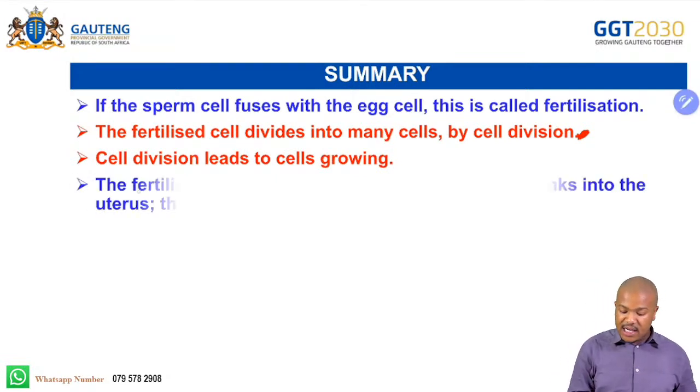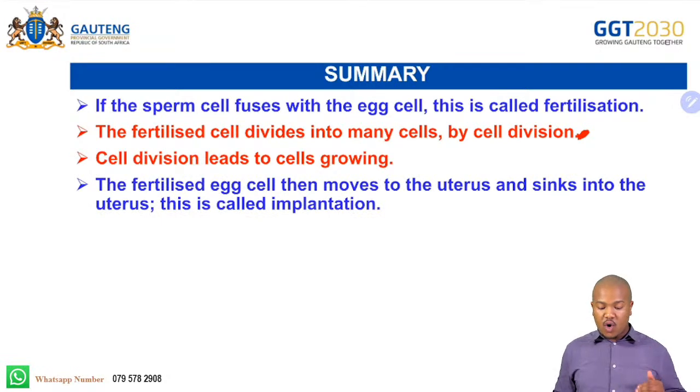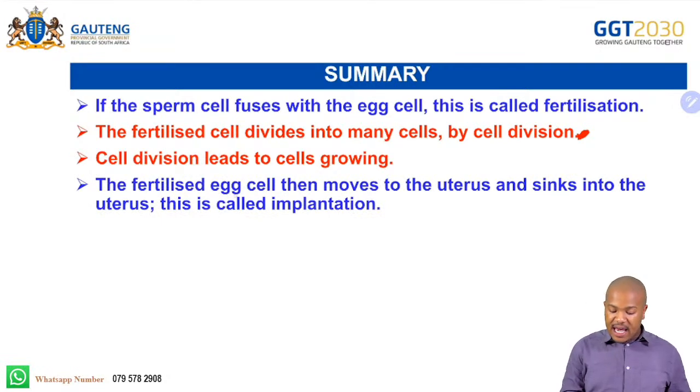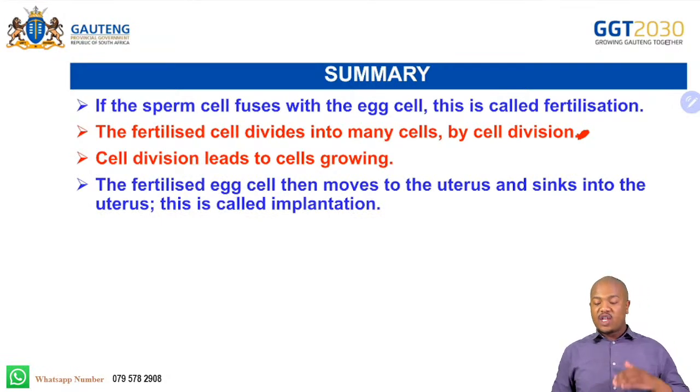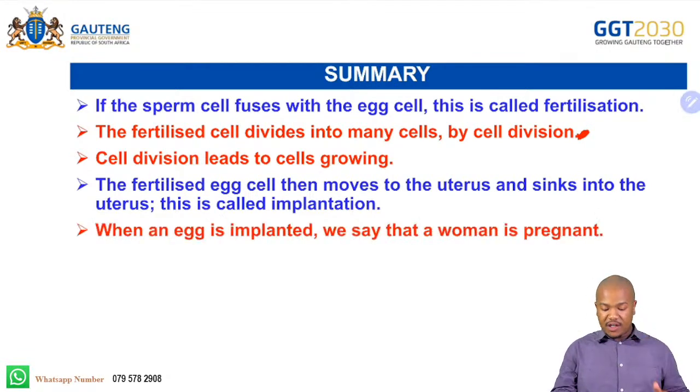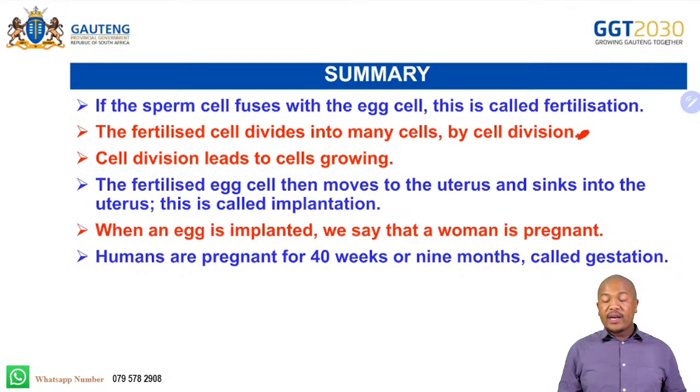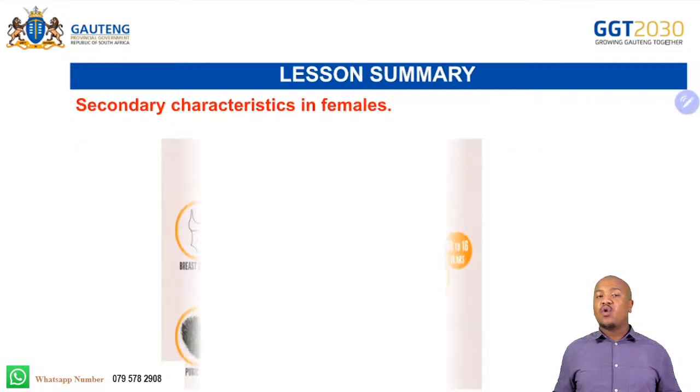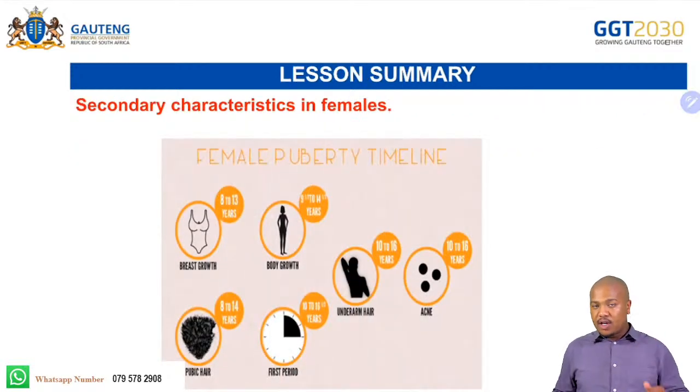So as we say, cell division leads to cells growing. The fertilized egg cell then moves to the uterus and sinks into the uterus, and that is called implantation, right? When implantation is taking place, we say that a woman is pregnant. And remember that humans are pregnant for 40 weeks or 9 months, which is called the gestation period.